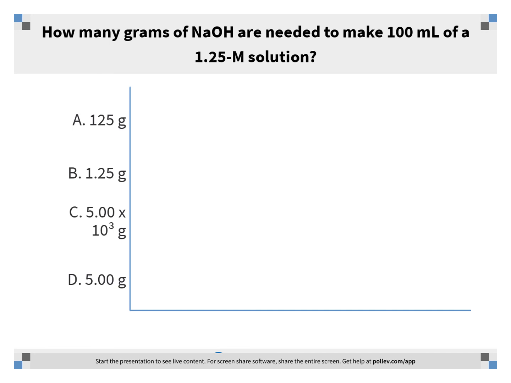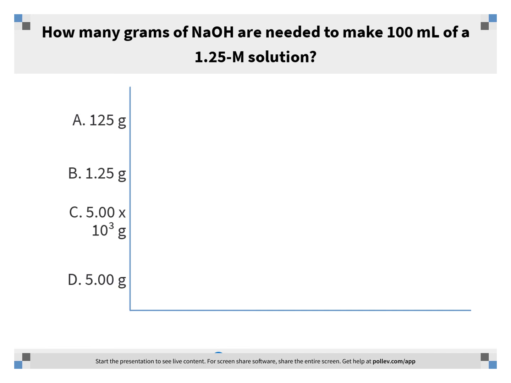The correct answer is D, 5.00 grams. First, we change milliliters into liters by multiplying by 10 to the minus 3. Then we plug into our rearranged molarity equation. Moles equals molarity times liters. We do 1.25 molar times 0.100 liters and get 0.125 moles.